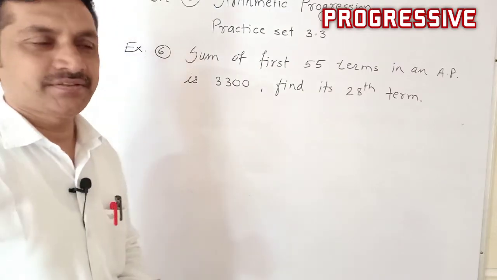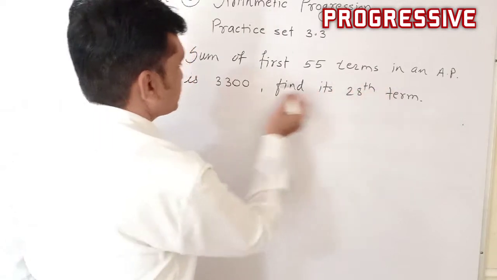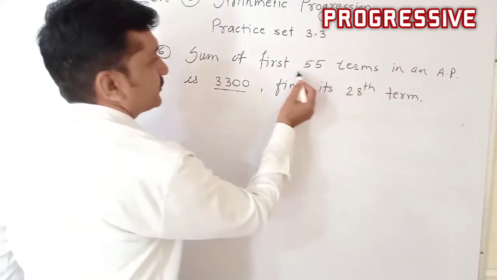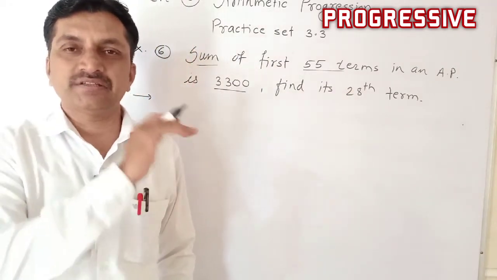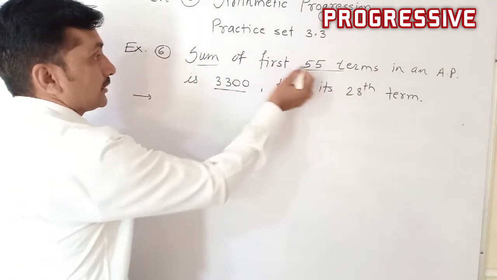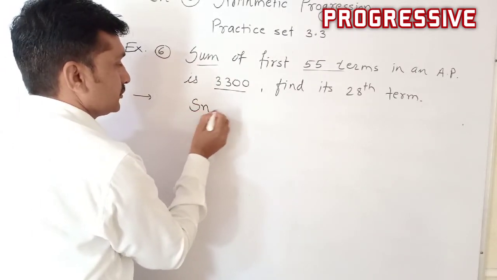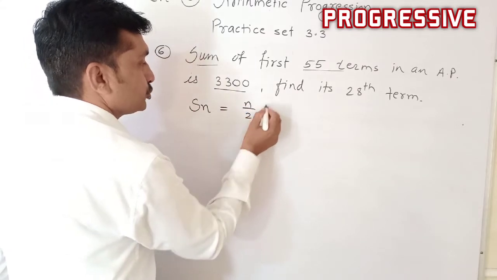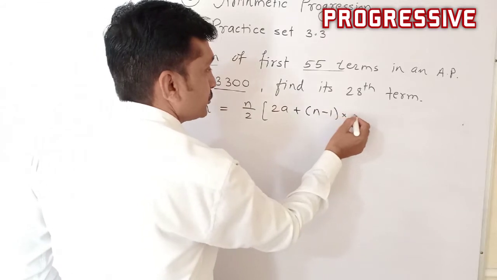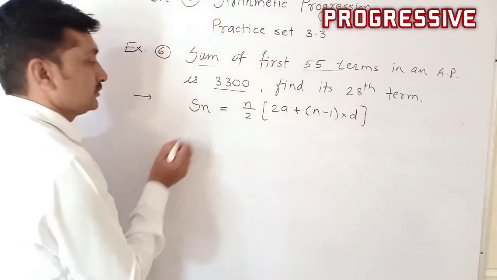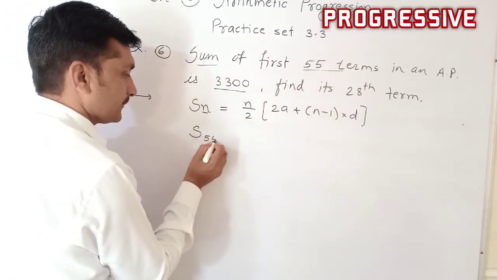Let's see example number 6. The sum of the first 55 terms in an AP is 3300. Sum means Sn, and here S55 is given. Therefore we have to use the Sn formula: Sn is equal to n upon 2 in bracket 2a plus (n minus 1) into d. How many terms are there? 55, so it will be S55.